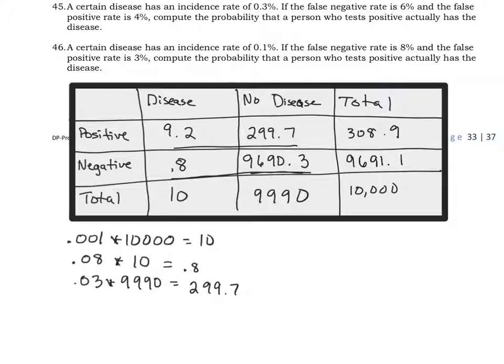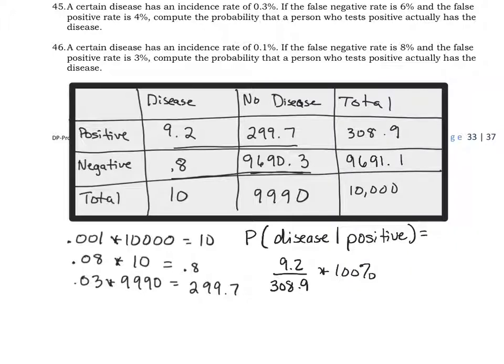Okay, so at this point, they're asking us to compute the probability that a person who tests positive actually has a disease. So we are looking for the probability of people who have the disease given they tested positive. Okay, so that'll be 9.2 divided by the total people who tested positive was 308.9, and so we multiply that by 100 to get a percent, and we're going to round this to the nearest tenth, so we will get 3%.